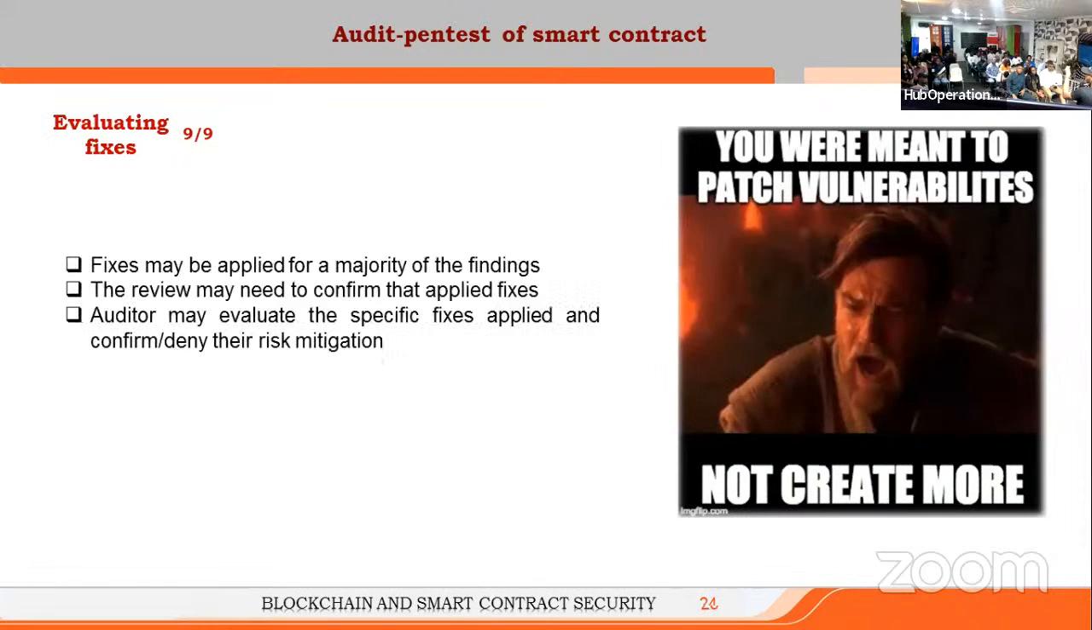And this most often happens when developers fix vulnerabilities and you redo the audit. When you audit for the second time, you can find new vulnerabilities. That means you were meant to patch vulnerabilities, not to create more, which happens in most cases. So always check what you find, and you can check again; maybe you can find something new.